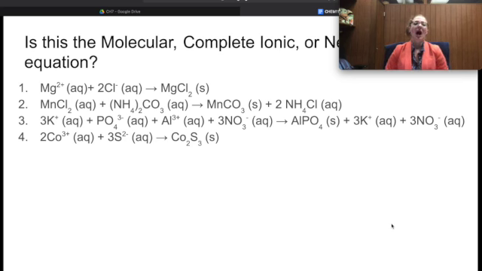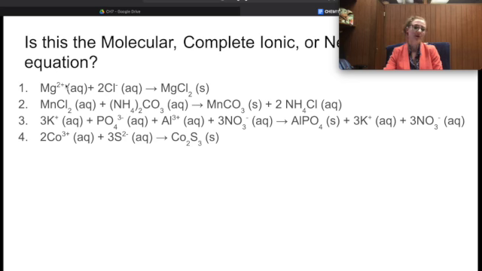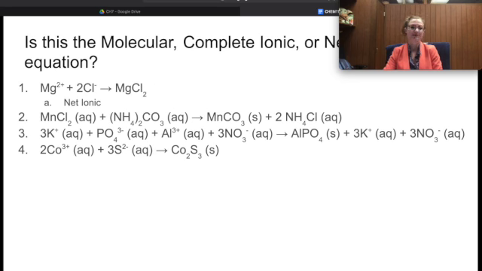So remember, ionic equations and precipitation equations are double displacement. So if I'm only showing a couple of things, it's probably the net ionic because I don't really have two things to double displace here. So there's that. So this is the net ionic equation.